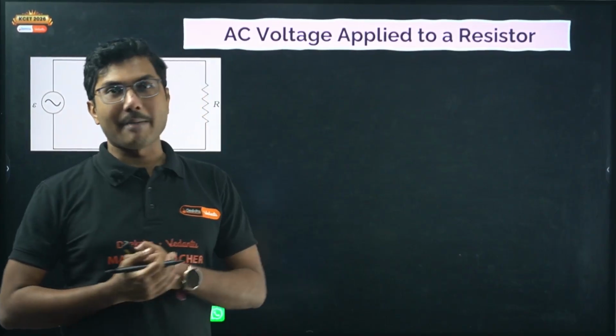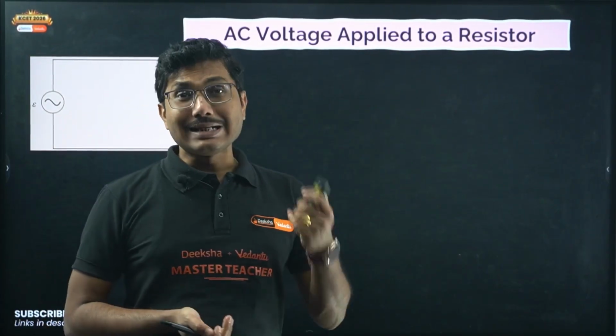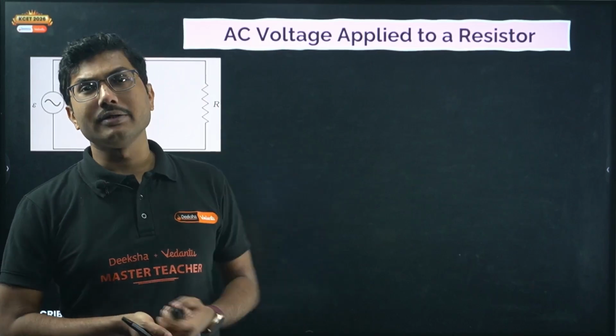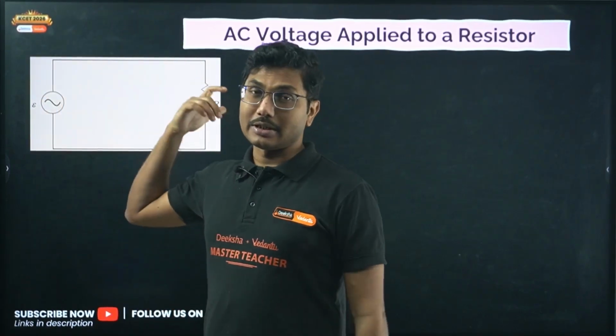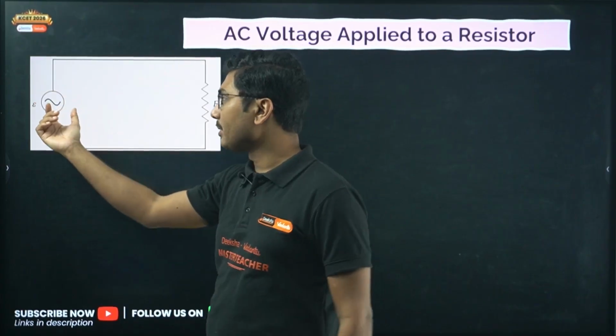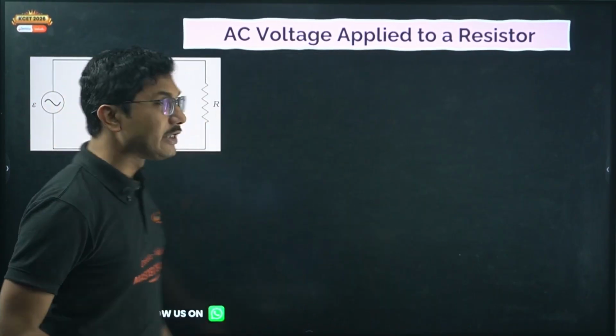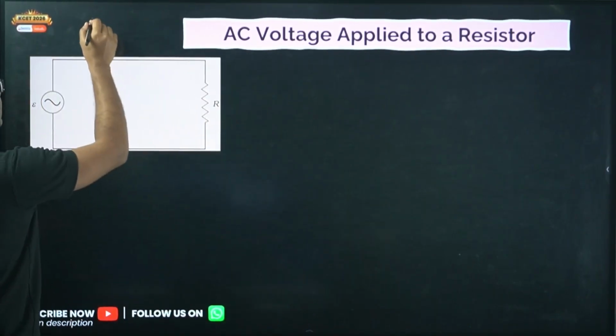Now what would happen if we take an AC source and apply it on a resistor? The diagram or the symbol for an AC source is given by this. What is the symbol for a DC source? The symbol for a DC source was this.